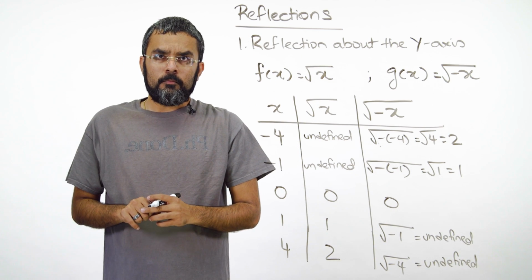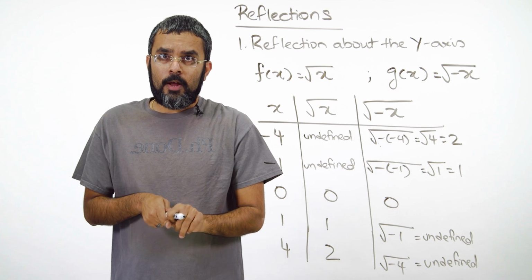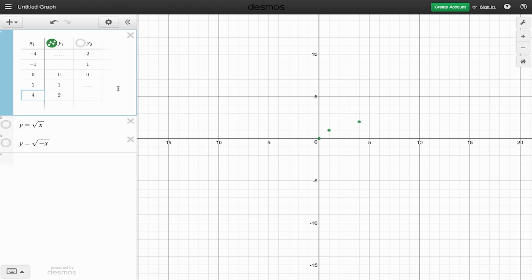Okay. So let's see what this looks like on our graph. Here's the table. I've already put in the table here. And so obviously you see the 3 points here for square root of x. Also note that you're not going to see anything on the left side of the y-axis because those are all negative x's, and obviously they're not in the domain of square root of x. And so this is the graph we get for square root of x.